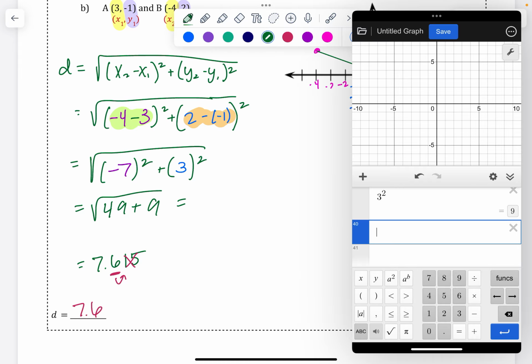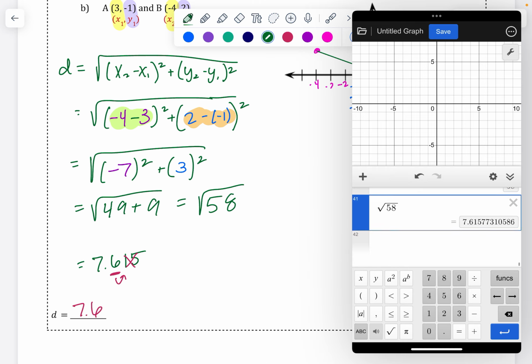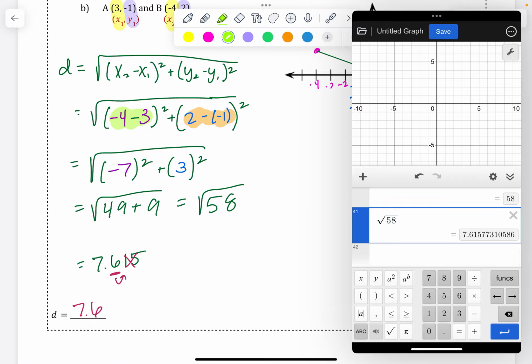And then I'm going to add 49 plus 9, which is equal to the square root of 58. And let's check to see if our answers are right. No way, we get the same exact thing. Cool. So this is your final answer.